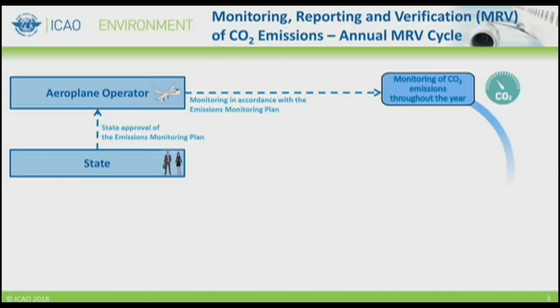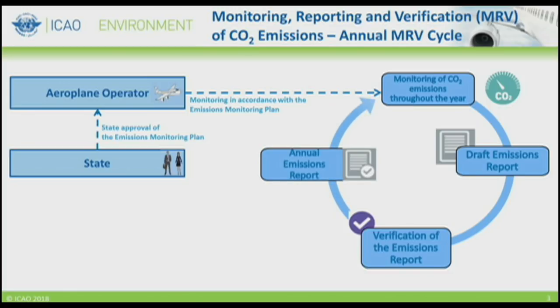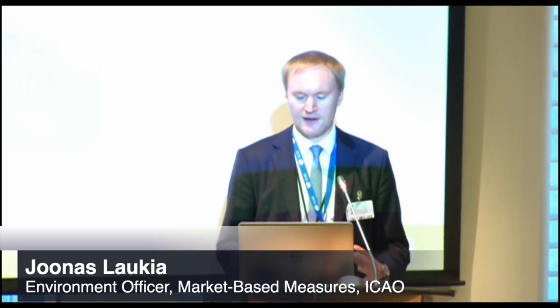Once the operator has the emissions monitoring plan in place, there will be the monitoring of CO2 emissions throughout the year. So every time an operator performs an international flight, that flight will be captured in accordance with the emissions monitoring plan. Fuel burn will be monitored, CO2 emissions will be calculated. And this is really continuous action that takes place throughout the year. There will be a draft emissions report once a year. So always following the monitoring of a full calendar year, the operator can compile the emissions information from that year into a report. So this report compiles CO2 information from one calendar year.